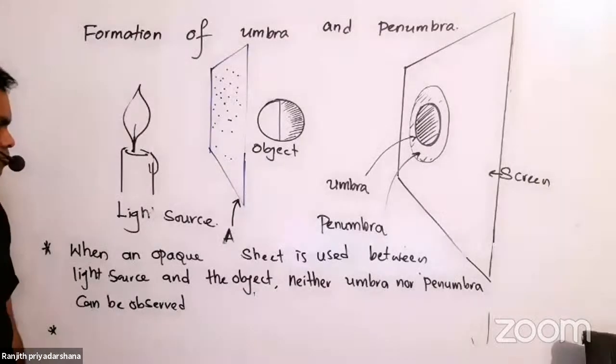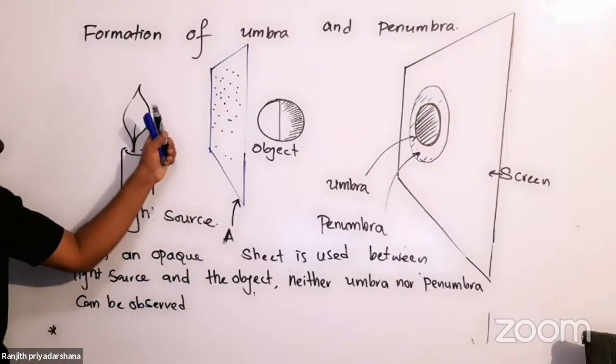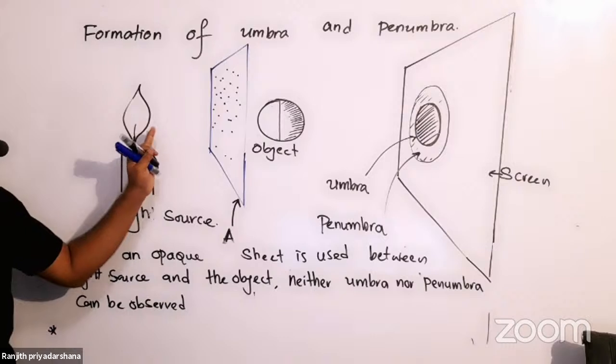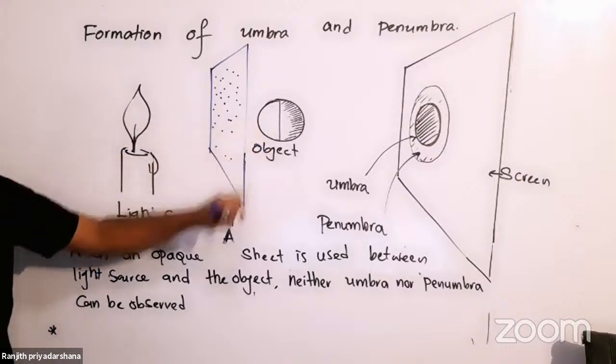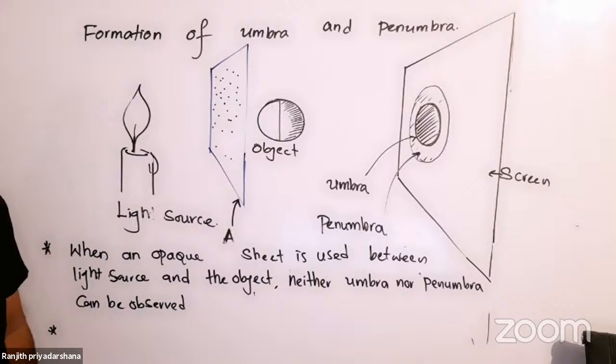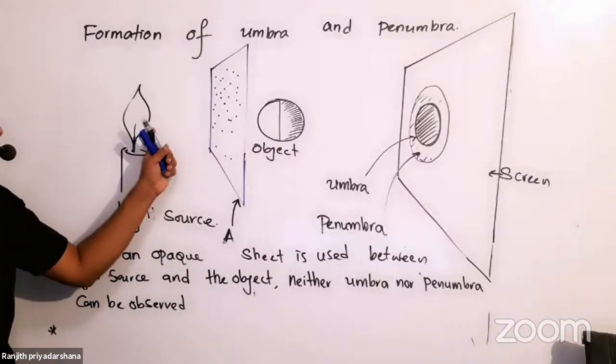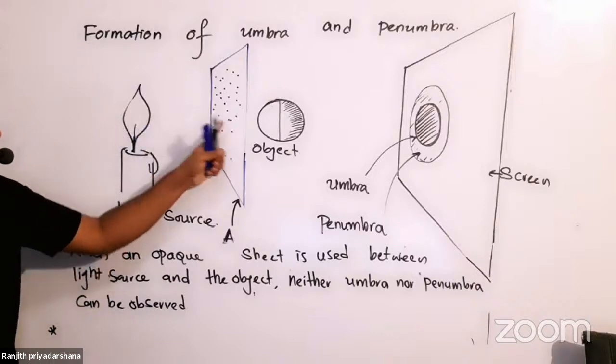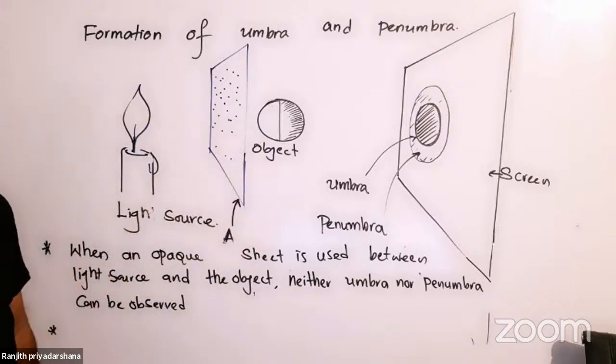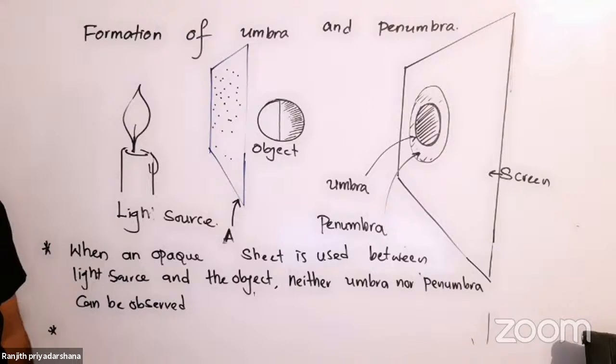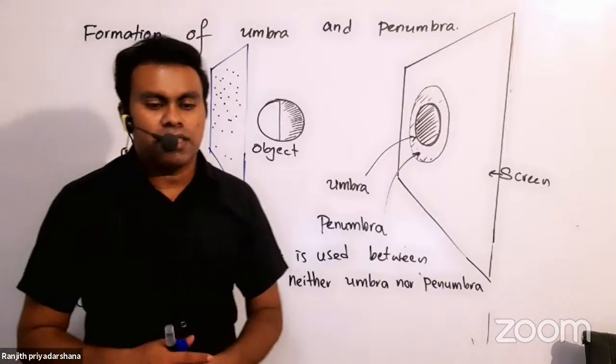Okay, thank you. Now, next we have to observe what would happen if this light source is close to the object. If the light source is closer to the object, can we see a sharp umbra? No, that's not sharp in that case.